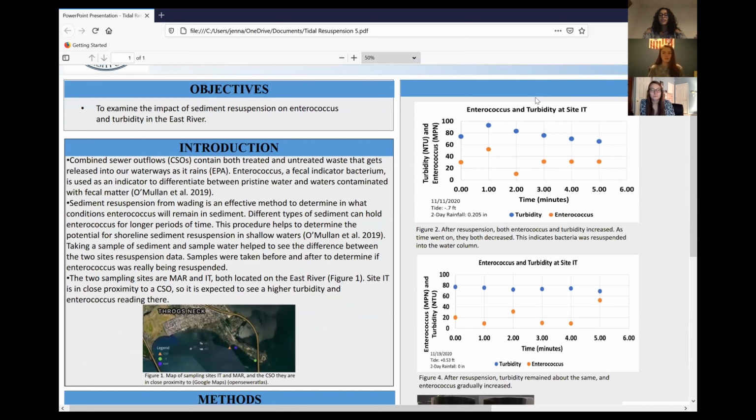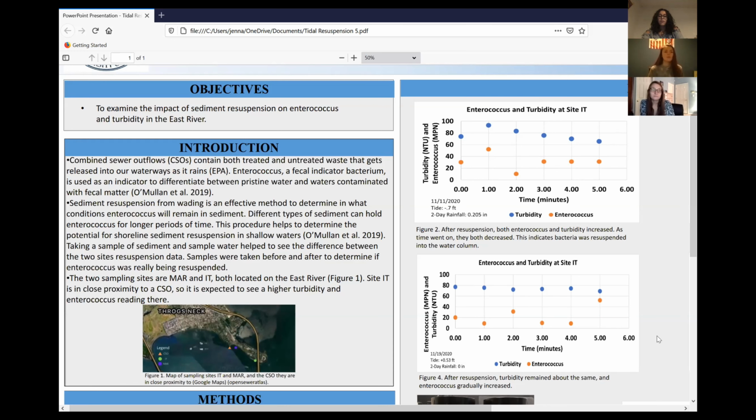Enterococcus is a fecal indicator bacterium that can be used as an indicator to differentiate between pristine water and waters contaminated with fecal matter. Sediment resuspension from wading is an efficient method to determine in what conditions Enterococcus will remain in the sediment. A factor that plays into resuspension is the type of sediment that is present at the site. Different types of sediment can hold Enterococcus for longer periods of time.